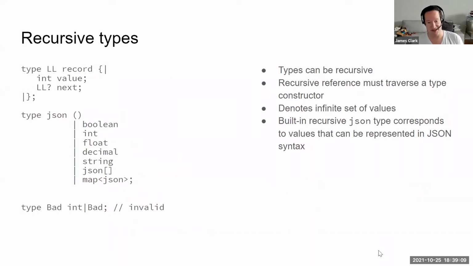So types can be recursive. This gets a little bit more interesting. So we could have a linked list type where you have a recursive reference.